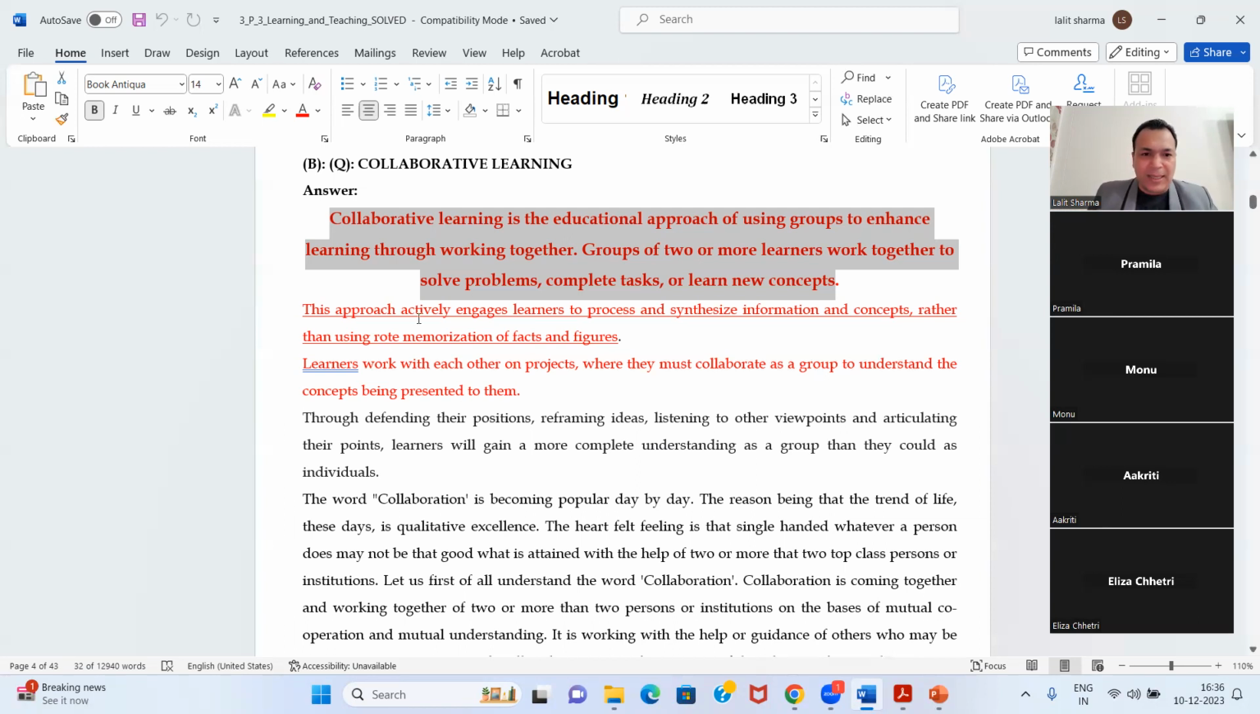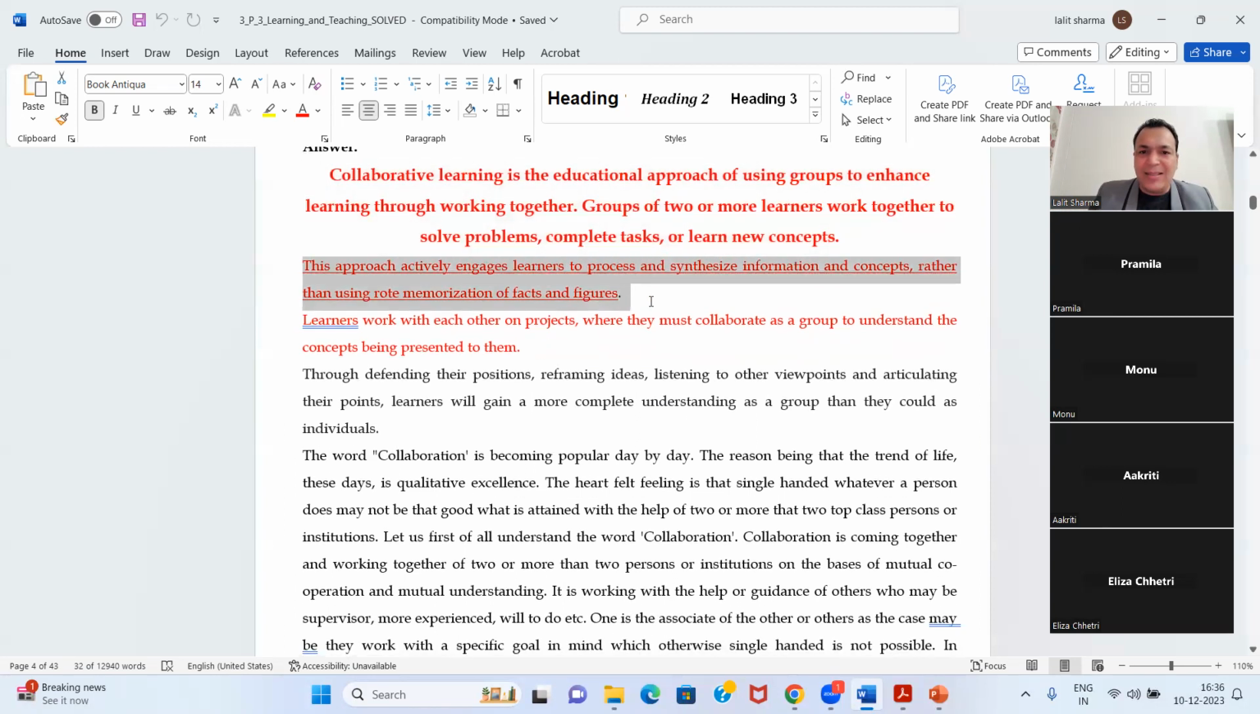Got it? Now see, this approach engages the learner in the process and to synthesize information and concepts rather than using rote memorization of facts and figures. Now guys, what happens if you add this activity in your teaching process? You can stop the rote learning of the student. When you make groups and give some problem, they are discussing, they are working together, so they are actually speaking. That's why you have seen in my class, I give a lot of space to all of you to speak.